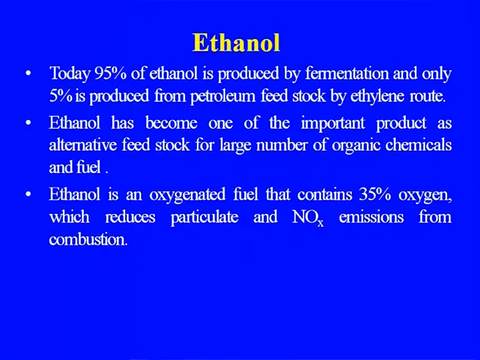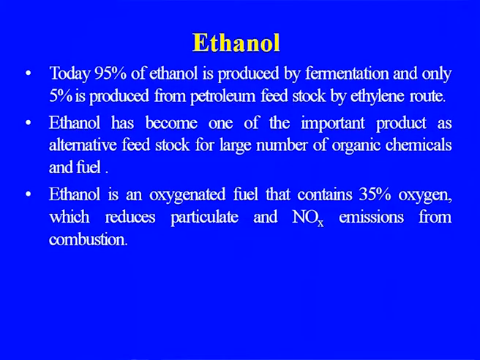Today 95% of ethanol is produced by fermentation, and only 5% is produced from petroleum feedstock by the ethylene route, because there are a number of routes for ethanol. But the major production of ethanol in India, and in other parts of the world where a lot of sugar is produced, like Brazil, where sugar cane production is high, is by fermentation of the molasses to make alcohol.